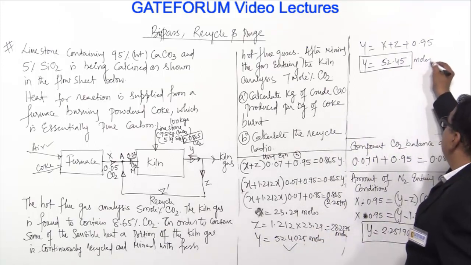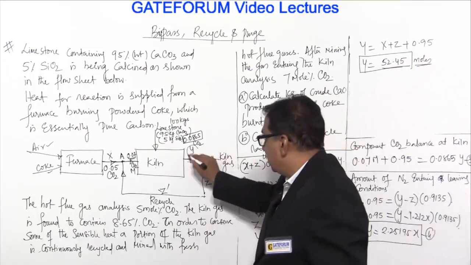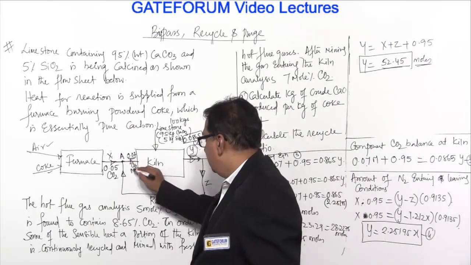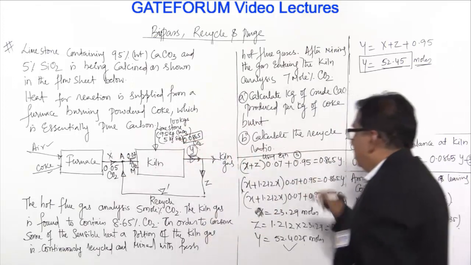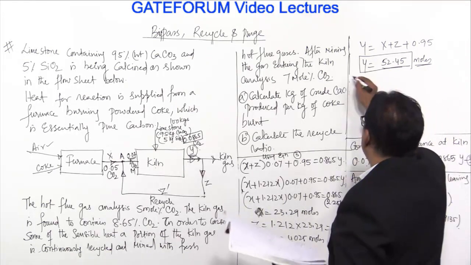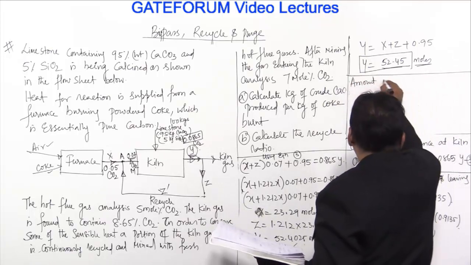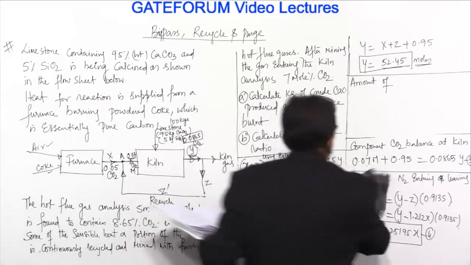Because if you do the material balance, it has to match, because this y is the moles which are coming in, it is a combination of M. M is nothing but x plus z, plus 0.95 of CO2 which is entering here. So total y is 52.45 moles. Now he has asked me another question here, that is the amount of coke.